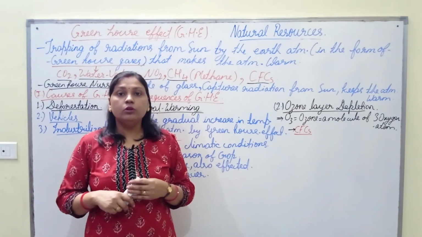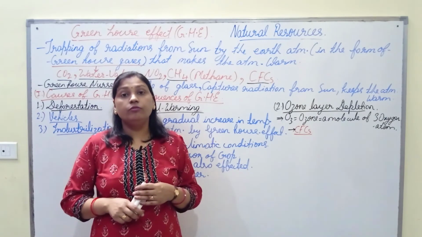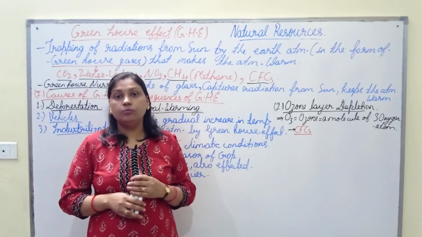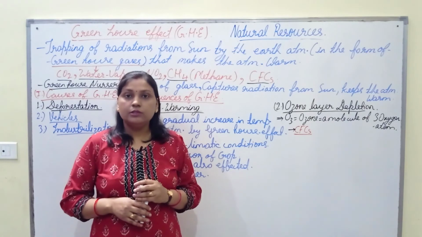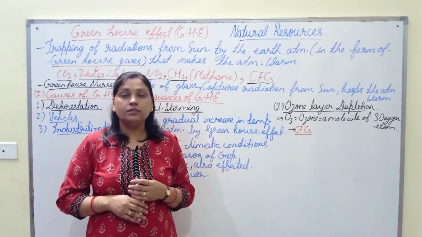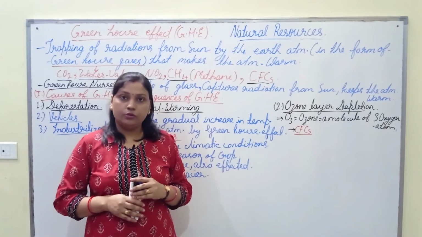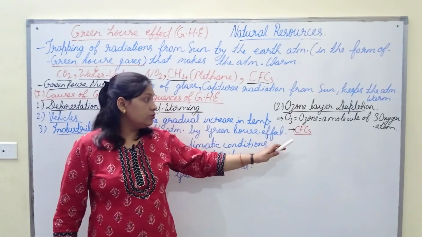So if this hole becomes wider, it will allow the entry of ultraviolet rays from the sun to the earth, and that will create different types of health related problems for plants, animals, and human beings. Different diseases and skin diseases can be caused by these ultraviolet rays. So this ozone layer finally protects us from the ultraviolet rays.